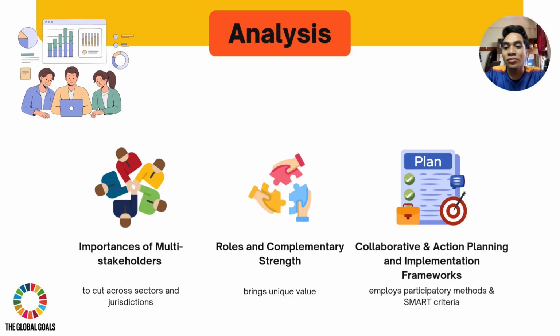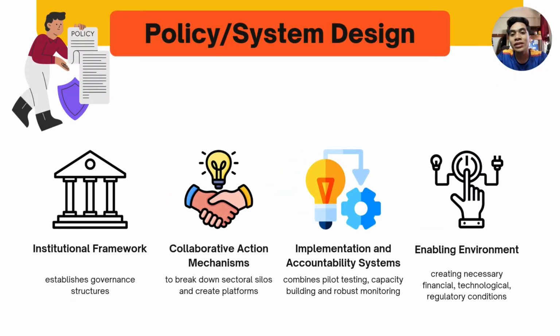Lastly, our collaborative planning framework employs participatory methods and SMART criteria to translate broad goals into actionable plans. And this ensures that our interventions are both ambitious and grounded in local realities while maintaining measurable accountability. So those analytical insights directly inform our four-pillar policy and system design approach, which we can see here. Our implementation framework addresses four critical dimensions. The first one is the institutional framework, which establishes clear governance structures across national and local levels to maintain policy coherence while enabling contextual adaptations.